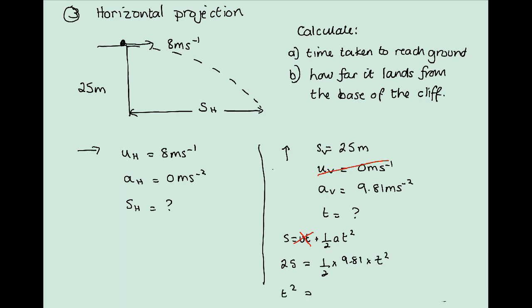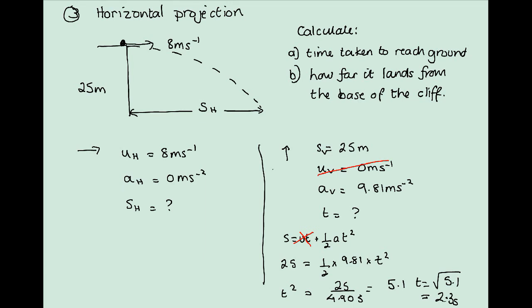Rearrange that to give you 25 divided by 4.905, and that will give you 5.1. But remember, that's not the answer. You must remember to take the square root at the end of it. It's easy to forget. And that will give you 2.3 seconds. That's the time taken to reach the ground.